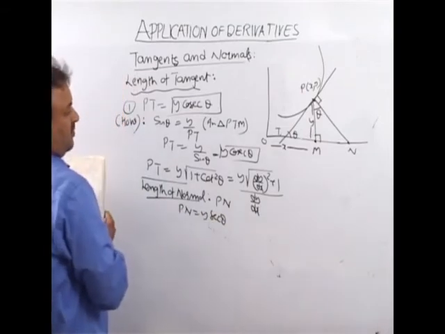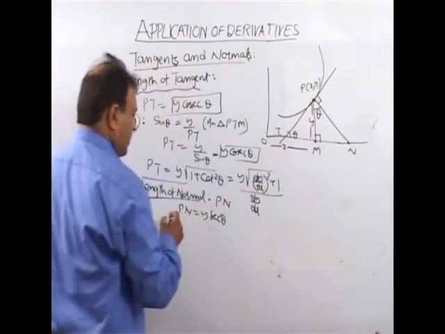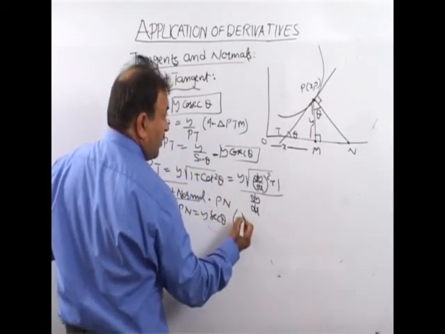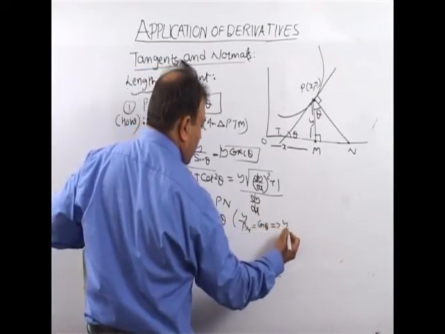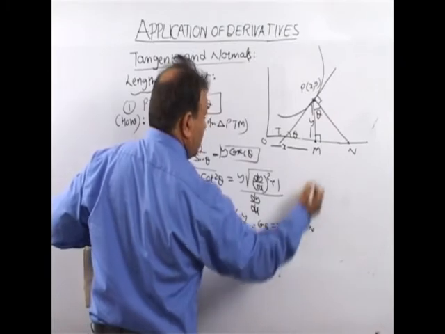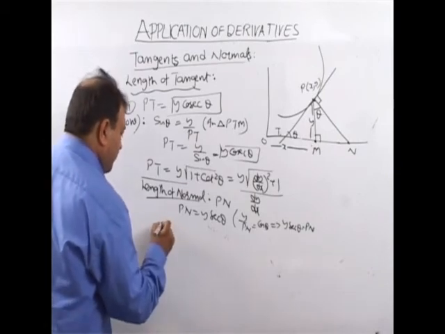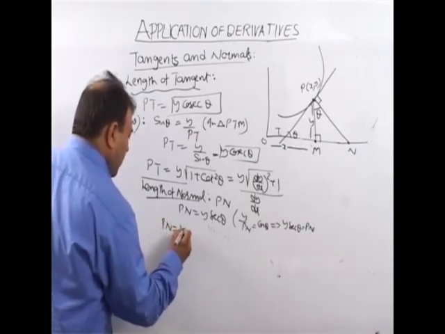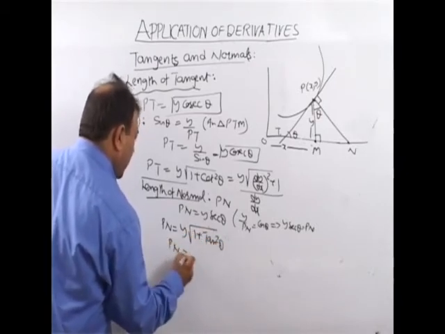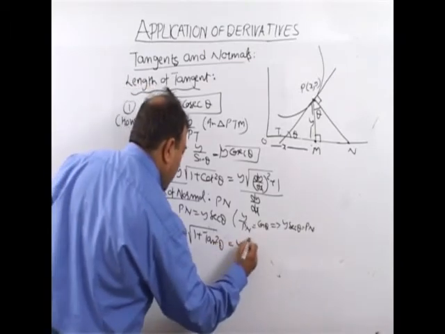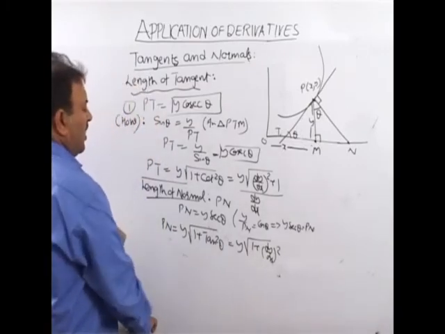We directly write down: cos theta is equal to this upon this. That is, y upon PN is equal to cos theta. So y secant theta is equal to PN, in triangle PMN. So PN is equal to y secant theta, which is y root of 1 plus tan square theta, or PN is equal to y into root of 1 plus dy by dx the whole square. This is our length of normal.